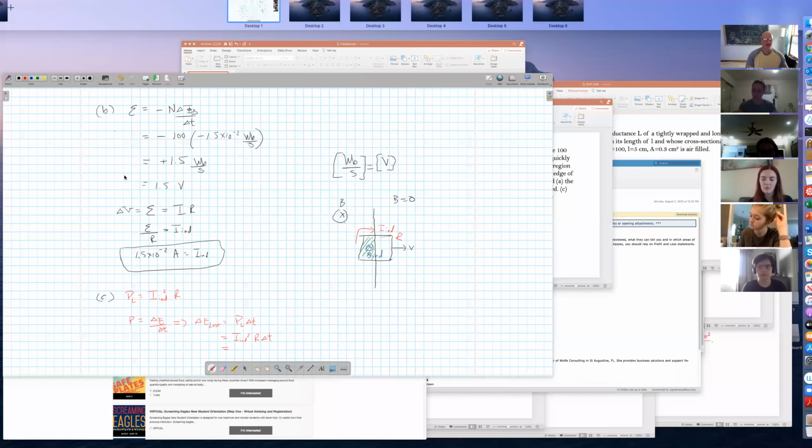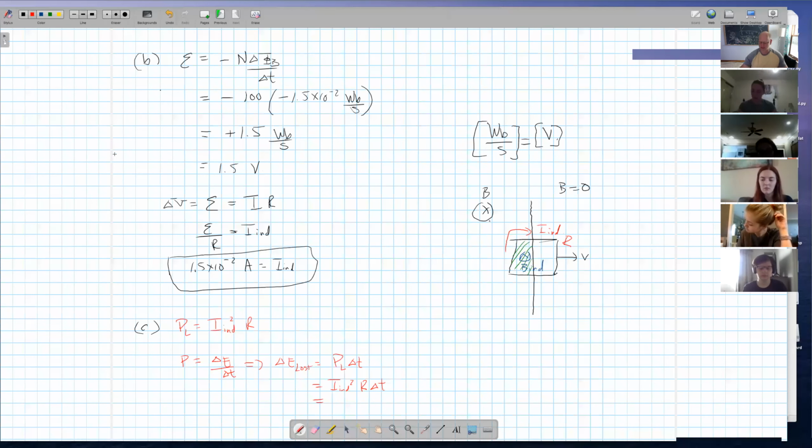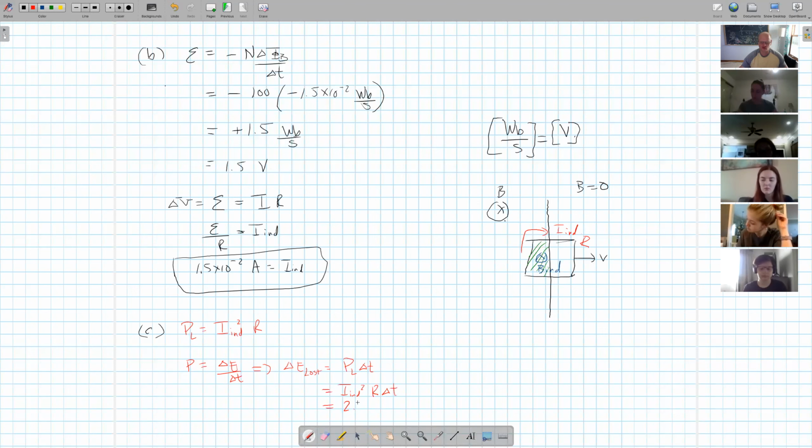So if I plug in my numbers, what I find in this case is that the energy which is lost is 2.25 times 10 to the minus 3 joules. So this is 2.25 times 10 to the minus 3 joules.